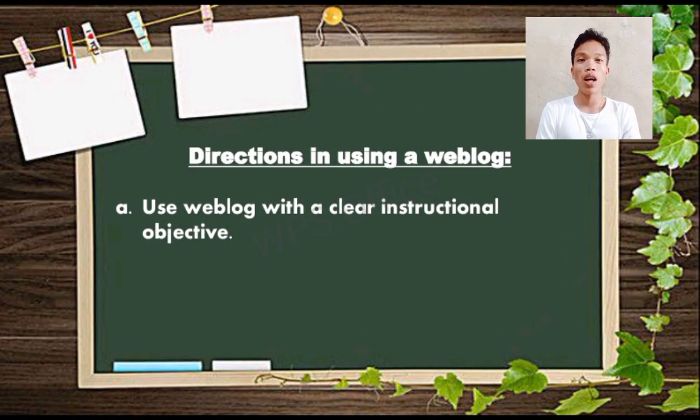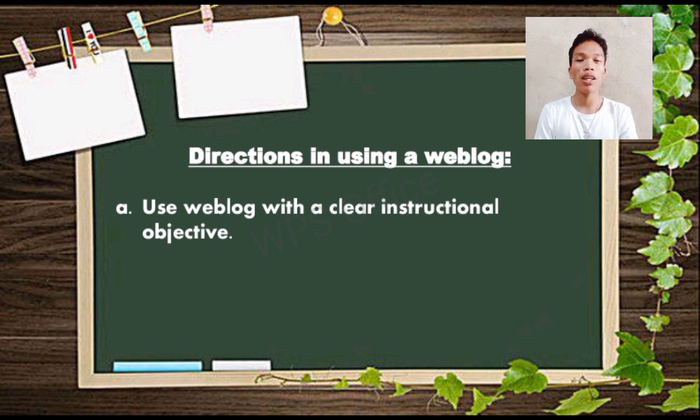This time, I will be discussing the following directions in using a weblog in the classroom setting. A. Use weblog with a clear instructional objective. The use of a weblog in the classroom should be directly related to the learning objectives of the course or lesson. This means that the teacher should have a clear instructional objective in mind when introducing the weblog to students.